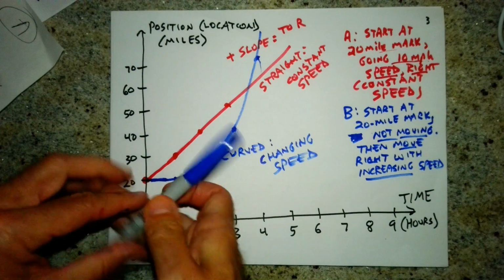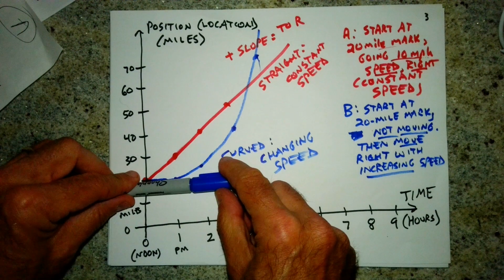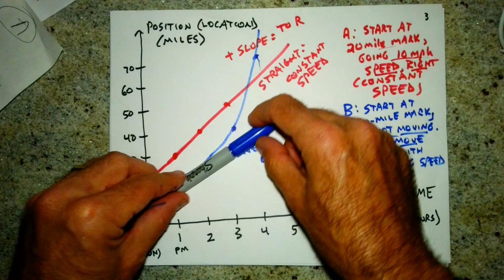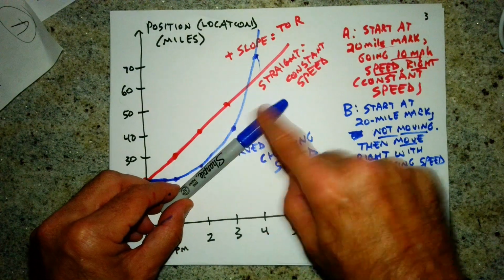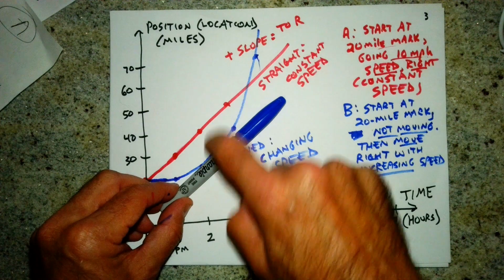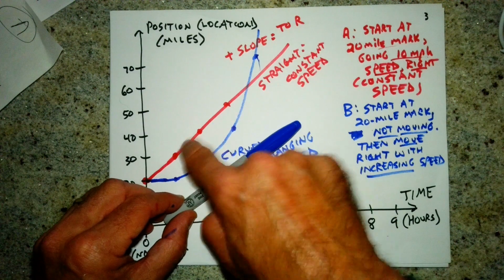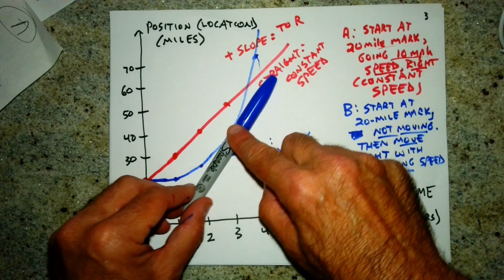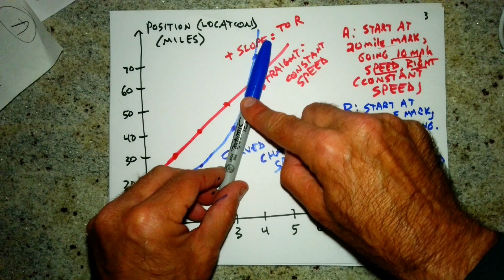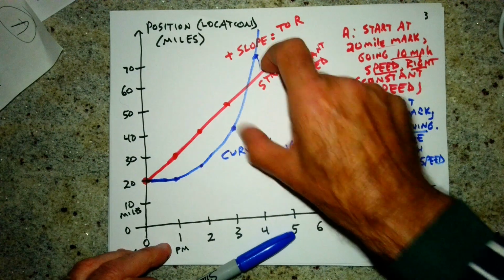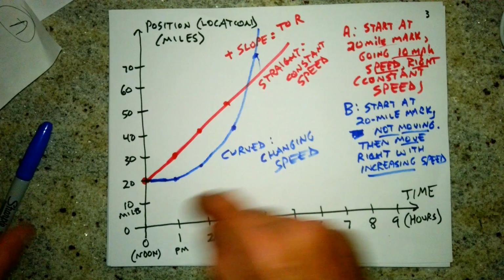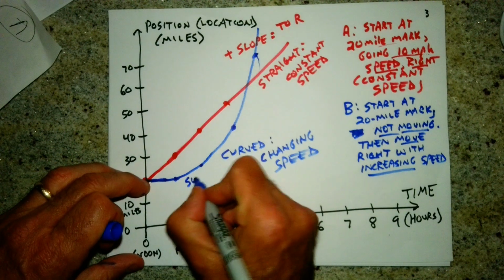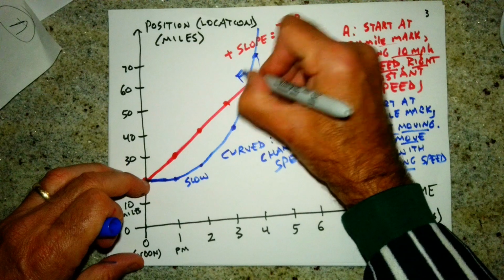Okay, slow, or stopped, then slow. See that shallow slope? In fact, right there, it has the same tilt or slope as the red one. So at that time right there, they're both going the same speed. But then the blue one starts to have a steeper slope, which means faster. Each hour, it's going a farther distance, so it's going faster up here. So this is slow, and this is fast.